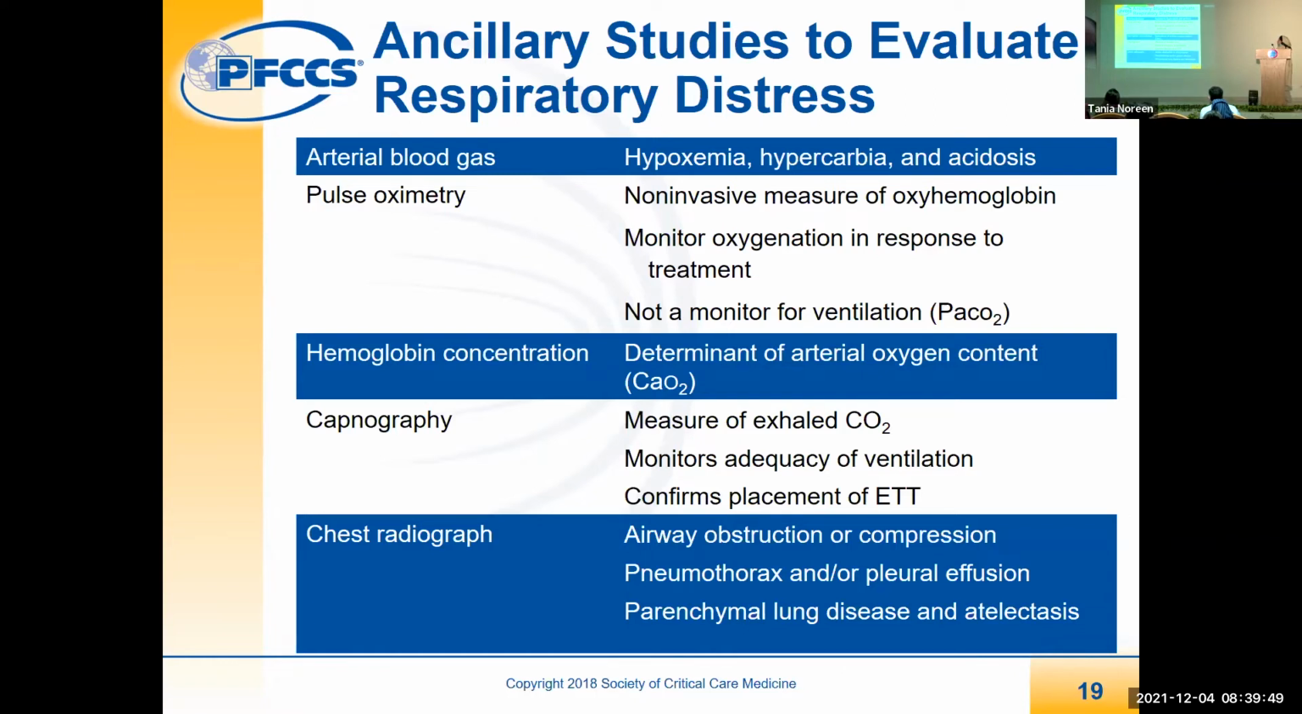So pulse oximetry just tells how much amount of the hemoglobin is saturated in this patient. So monitor oxygenation in response to the treatment, and it is not a monitor of the ventilation. So pulse oximetry से आप उसकी ventilation status या carbon dioxide status का आपको idea नहीं हो सकता. Hemoglobin concentration for arterial oxygen content के लिए important होता है. Then capnography, this is really important.